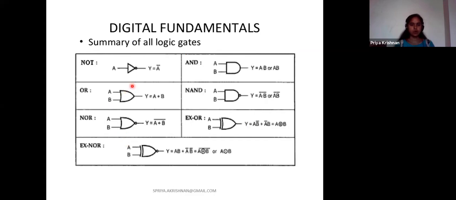So it's a summary of all the gates along with their expressions. We can call this expression a Boolean expression or logical expression. So Y is equal to A bar. Here AND gate A dot B, OR gate A plus B, NAND gate A dot B whole bar, NOR gate A plus B whole bar, XOR gate goes with A XOR B, XNOR gate goes with A XNOR B. This is a symbol, how you represent the expression.